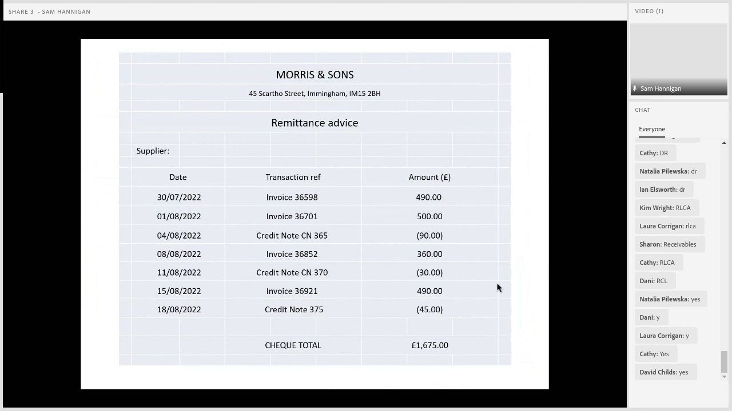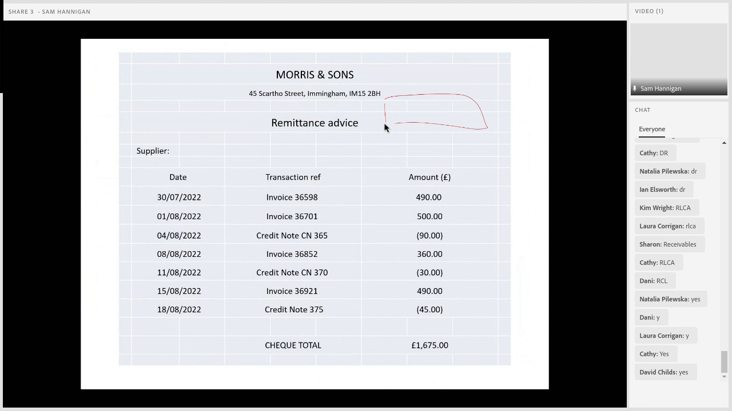So what it's got is the date of the transaction. It's not the end of the month date. The end of the month date would probably be on the remittance advice somewhere, saying this is the payment and it'll be in your bank on such and such, or the check is attached. Then you've got your invoices.